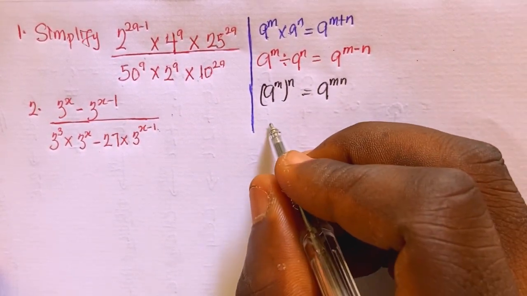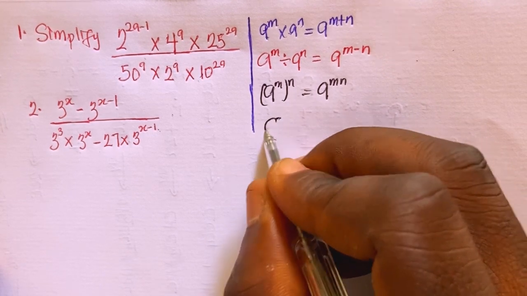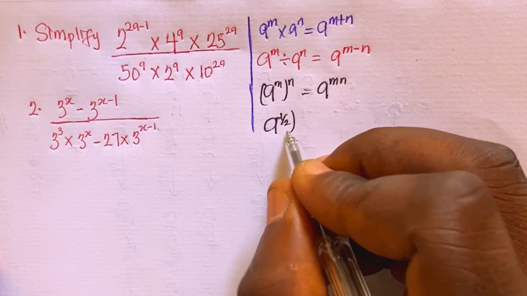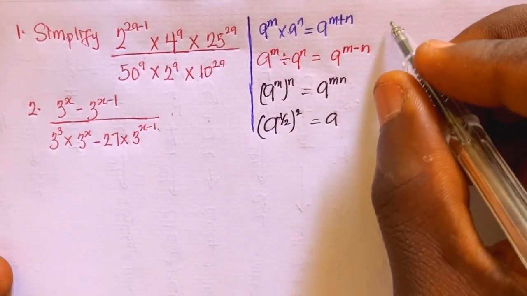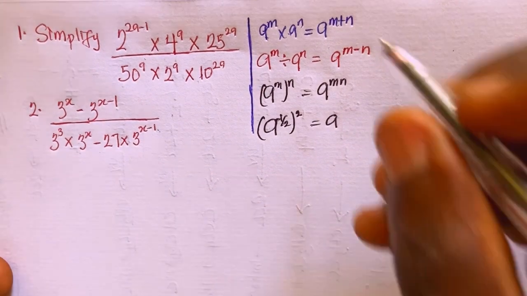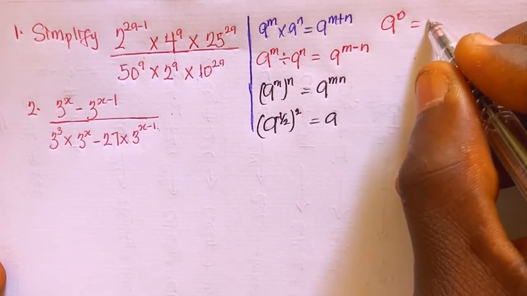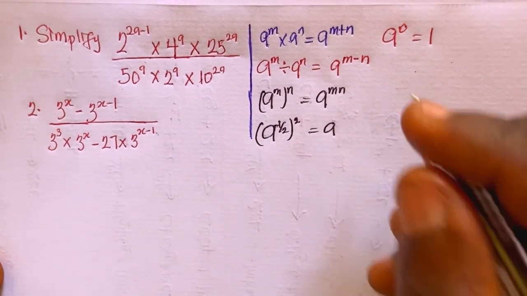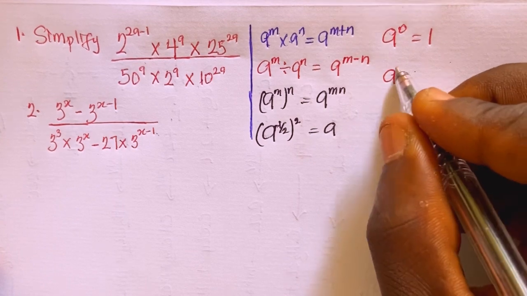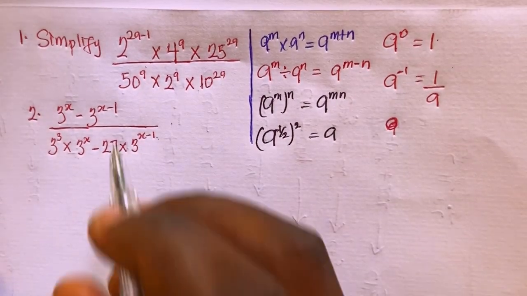The next one: whenever we have a raised power 1 over 2, then raised power 2, this is equal to a. Then the next one: whenever we have a raised power 0, this is equal to 1. And the next one is whenever we have a raised power minus 1, this is the same as writing 1 over a.